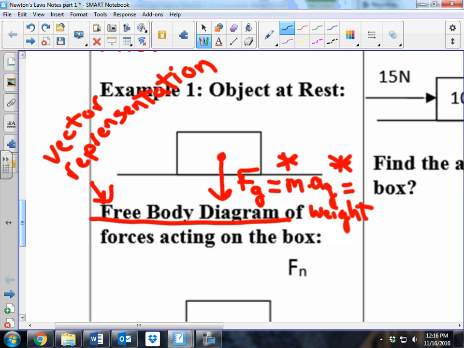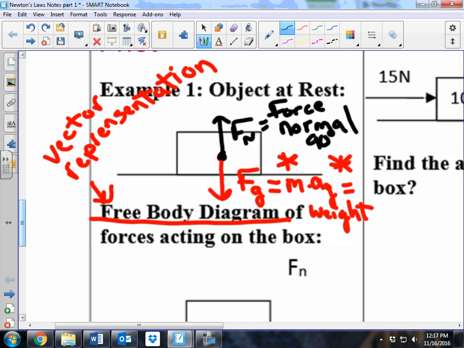Mass is the amount of matter you have. Weight is your mass affected by gravity. So since this box is at rest, the forces have to be equal, but opposite. So then we have a force, like you sitting in your chair right now. You have the force of gravity pulling you down, and you have the chair pushing you up. This chair force is called force normal, and normal means 90 degrees. So it's the force perpendicular to the surface. It's 90 degrees.